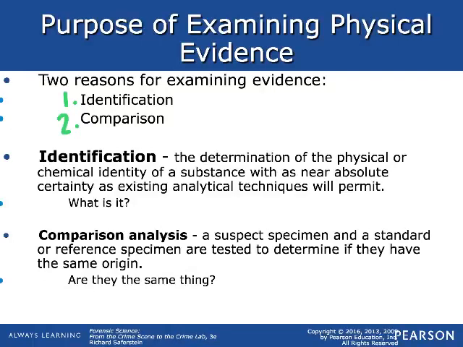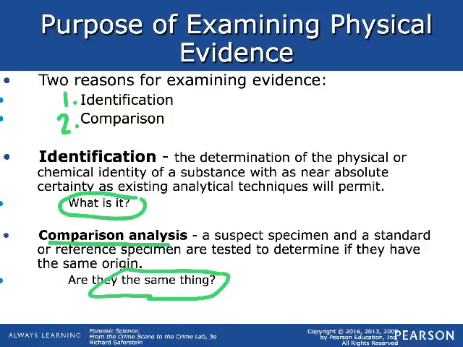Is it a paint chip? Is it a paint chip from a Buick? Is it a paint chip from a 2016 Buick? What is it? Okay, so that's what I wrote on here. What is it? Is identification. So you're trying to figure out what the object is, what the evidence is. And then comparison is you're looking at the suspect specimen and the standard, which they're also calling the reference, to determine if they came from the same place. So do they have the same origin? Is what you found, your evidence, and what you're looking at the same thing?